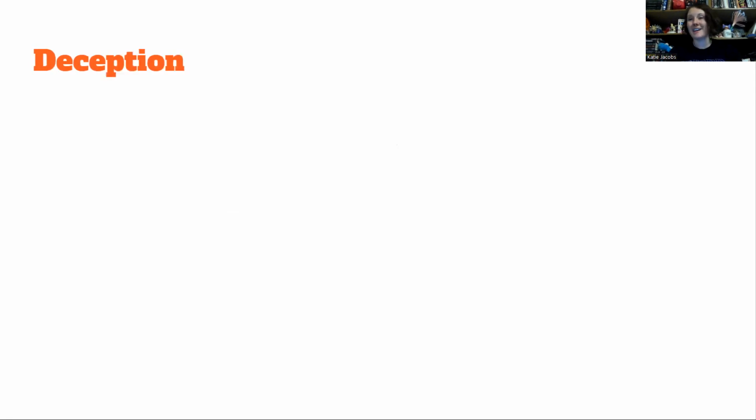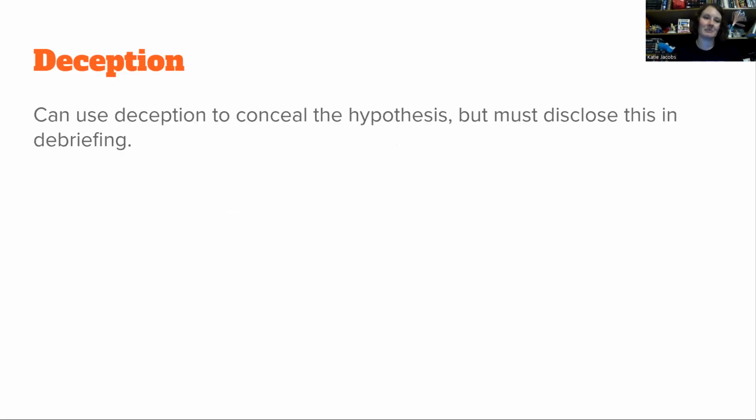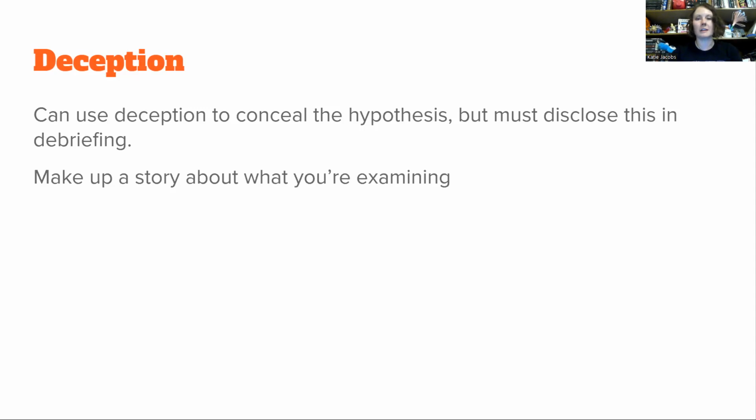Okay, so that's really interesting, because sometimes we're going to be using deception. I've never actually used deception in a study yet, but sometimes we might. And if you're doing informed consent, you can't tell them you're using deception. But if you do use it in a study, you'd have to disclose that in debriefing. So we can use deception to conceal the hypothesis, but you have to disclose it in debriefing, which happens after the conclusion of the experiment or the study. So one way that you can use deception, you can make up a story about what you're examining.